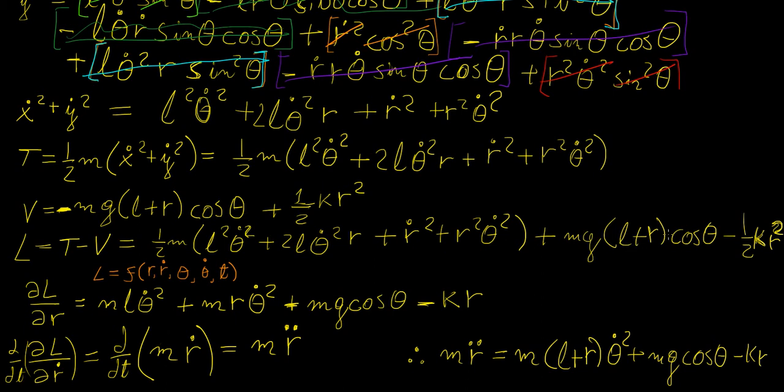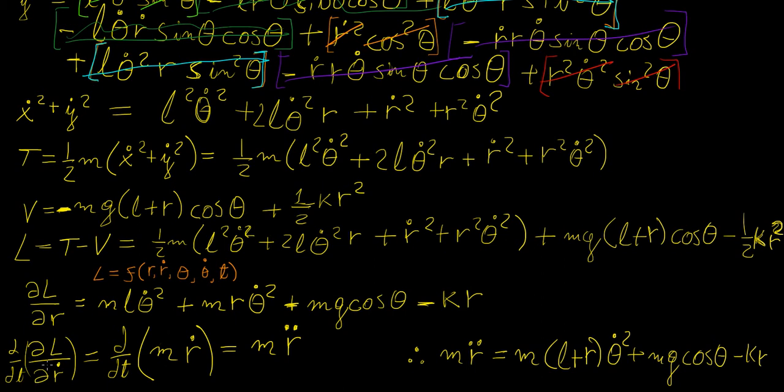And then on this side, you have r here, so when you differentiate, that becomes 1, so you have mg times cosine of theta. And finally you have r here, so that means this comes down, the 2's cancel out, and you have minus kr.